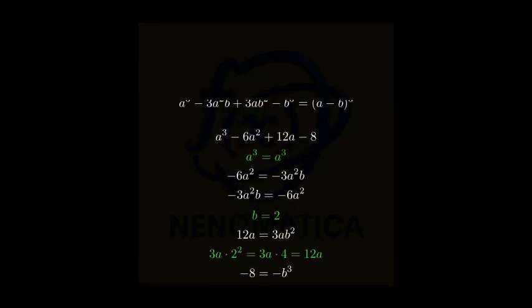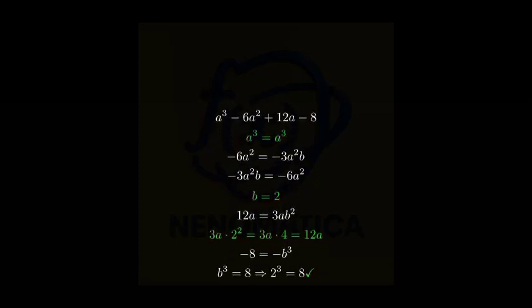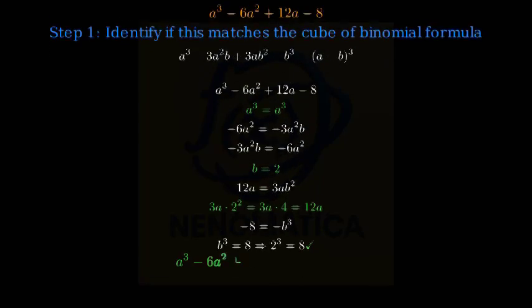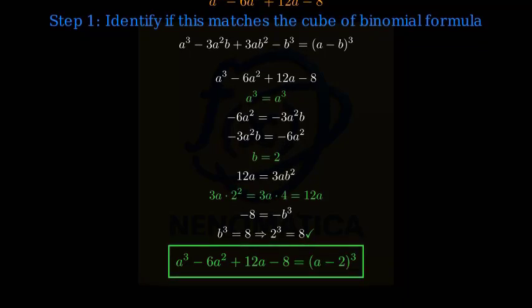Finally, for the last term, we have minus 8, and in our formula, we have minus b cubed. So b cubed equals 8. And if b equals 2, then 2 cubed equals 8, which again confirms our value of b. Since we verified that b equals 2 throughout, we can factor our expression as (a minus 2) cubed.